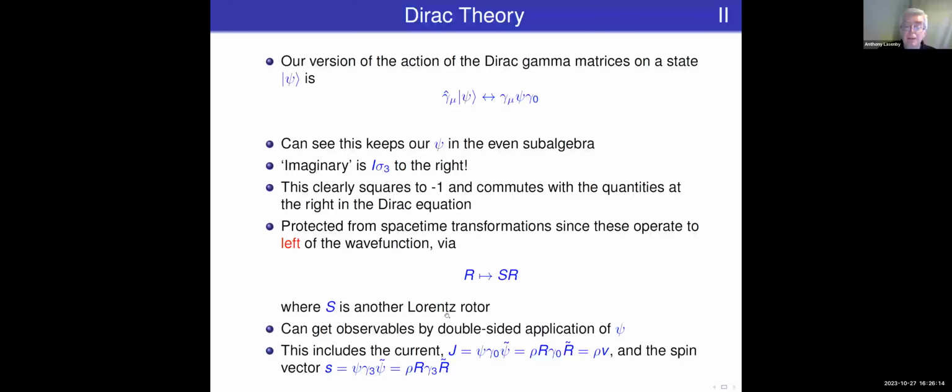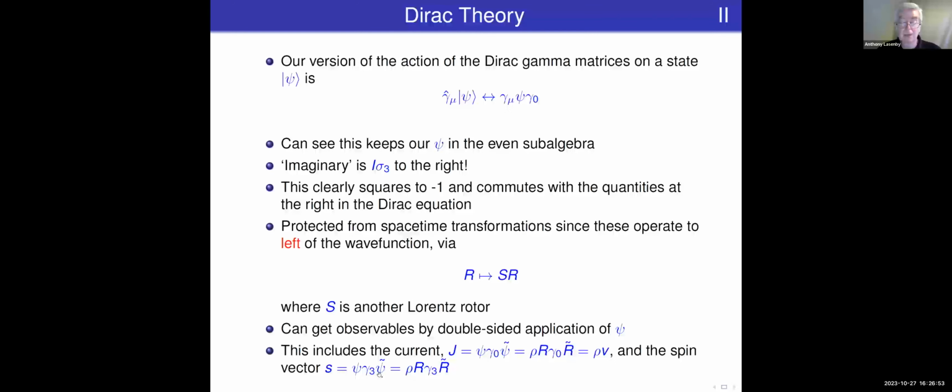Okay, if S is another Lorentz rotor expressing a space-time transformation, then the rotor R in the Dirac wave function goes to S R, and that does space-time transformations. And meanwhile, the I sigma 3, because it's to the right, doesn't see any of that. So we can get observables by a double-sided application of psi. Two observables which are worth noting immediately are the current J, which is psi gamma naught psi reverse, and that boils down to rho R gamma naught R reverse, and this thing here we can think of as the velocity of the particle, rho v.